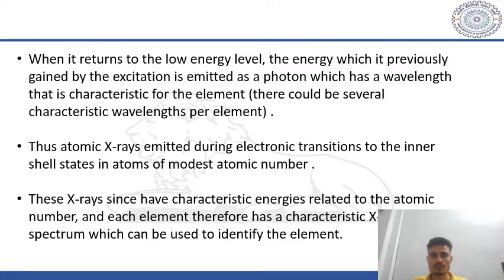Thus, we can say atomic X-rays are emitted during electron transition to an inner shell state in atoms of modest atomic number. These X-rays have characteristic energy related to the atomic number, and each element therefore has a characteristic X-ray spectrum which can be useful to identify the element.